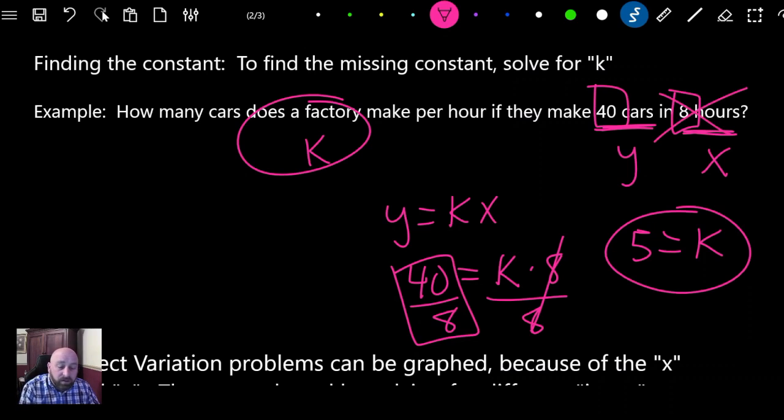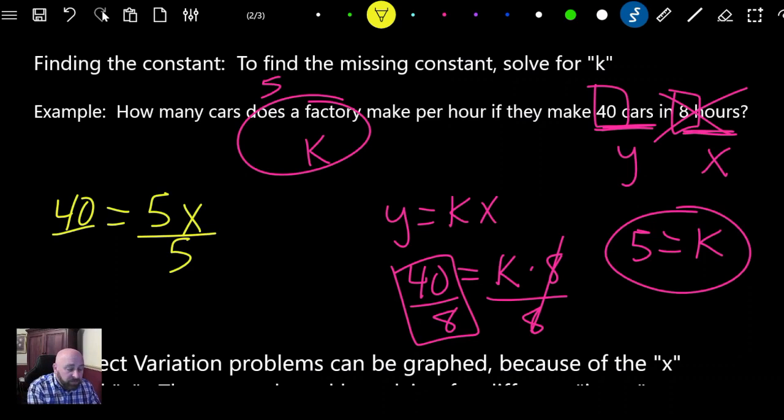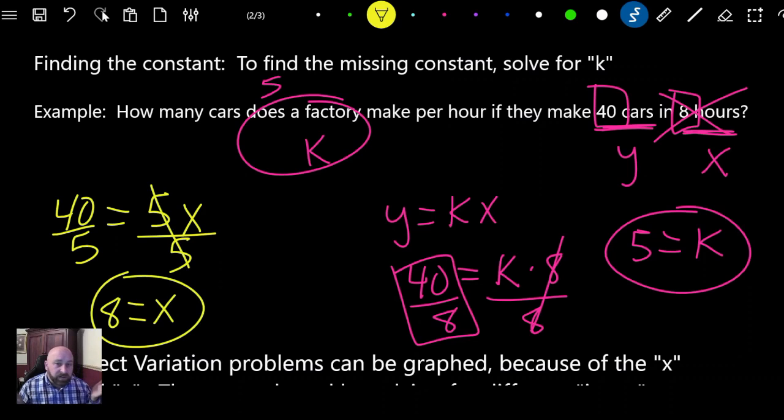Well, what happens if we don't know the x, but we do know the k? Well, we just plug it in and solve it again. So that one would look like this. If we know the k and the y, so our y is 40, and our k is 5, and we don't know the x, right? Well, we just divide both sides by 5, and we get 8 equals x. So there's your x. So you can find your k, you can find your x, you can find your y based on the original formula.